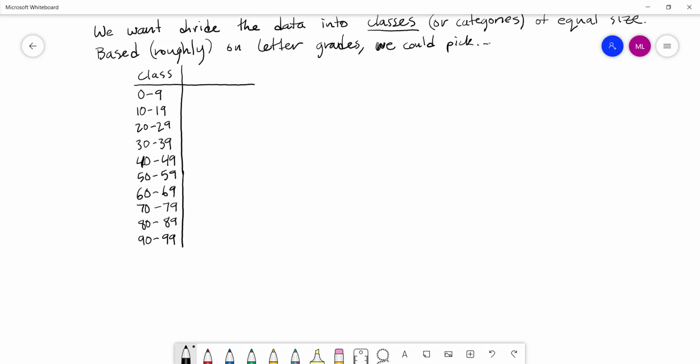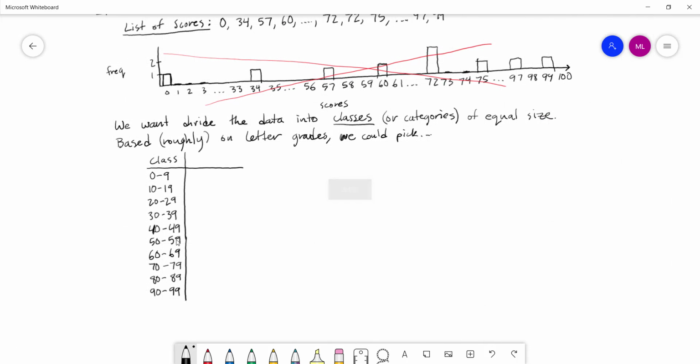And notice I very conveniently left out the score of 100, which is also a possible score. We got lucky. Nobody scored a 100 here. The highest score was a 99. So we don't need to worry about that. But in general, we want all of our classes to be the same size. So if there had been a score of 100, we'd have to come up with a different way to split up this data.